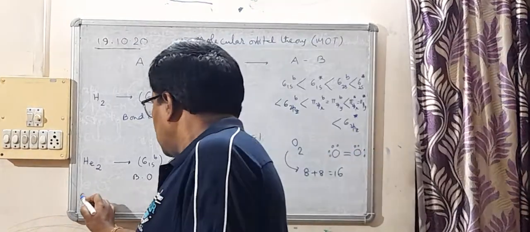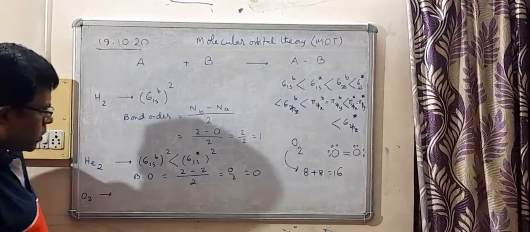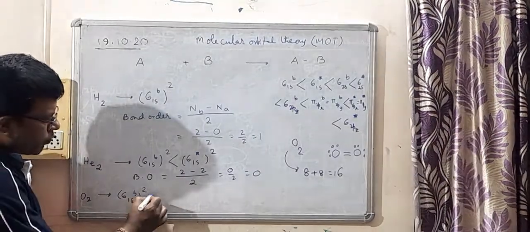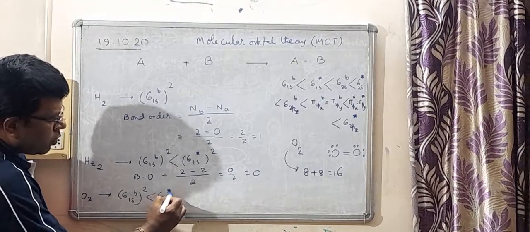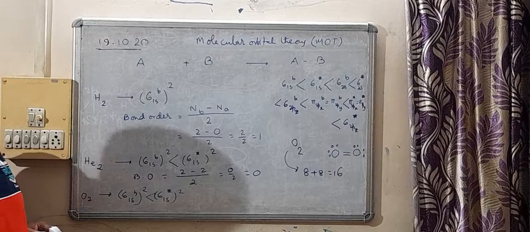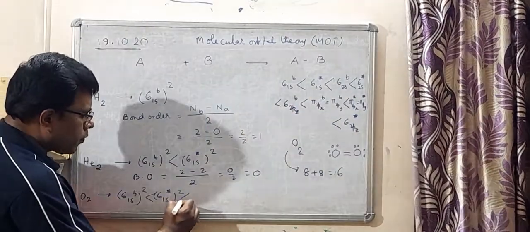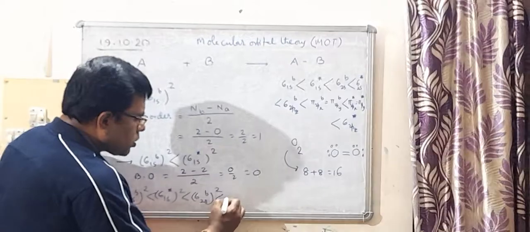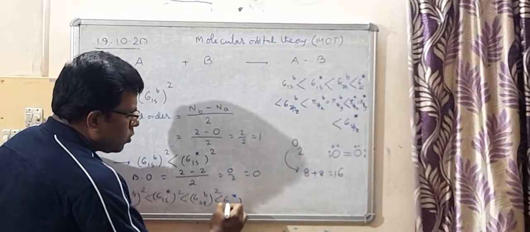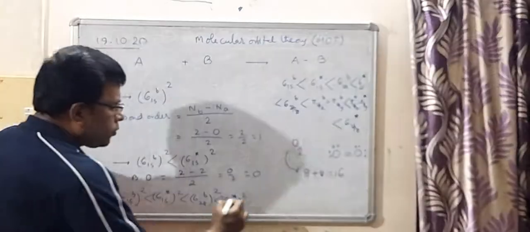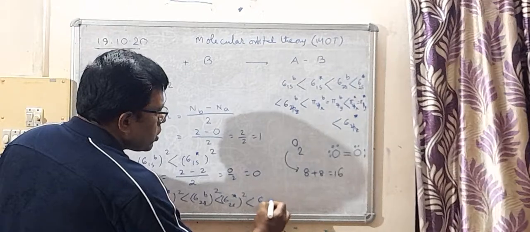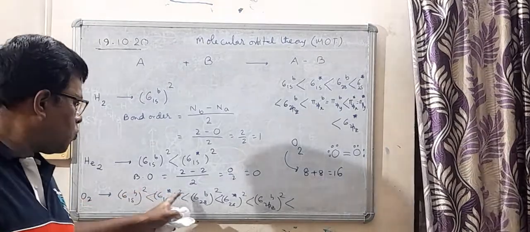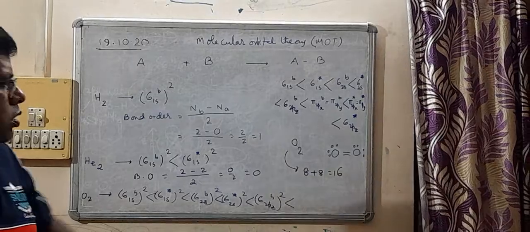So the arrangement will be like: first sigma 1s bonding 2 electrons, then sigma 1s anti-bonding 2 electrons, then next comes sigma 2s bonding 2 electrons, next sigma 2s anti-bonding 2 electrons, next sigma 2pz bonding 2 electrons. So how many have I used? 2, 6, 8, 10. 10 electrons I have already used. Another 6 to go.